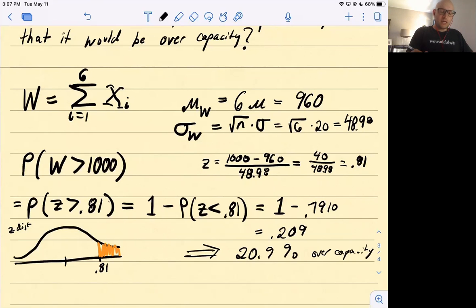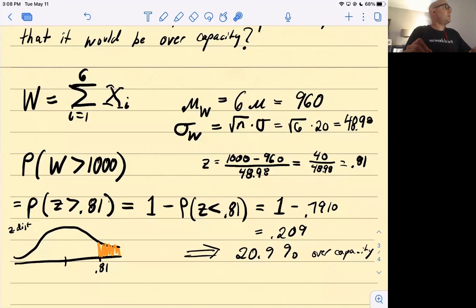So not entirely insignificant. Lily, yes, good question. Whenever we want to find the area greater than a certain z-score, we do it because the table only gives us the area to the left. So we do 1 minus the area to the left whenever we want to do something greater.